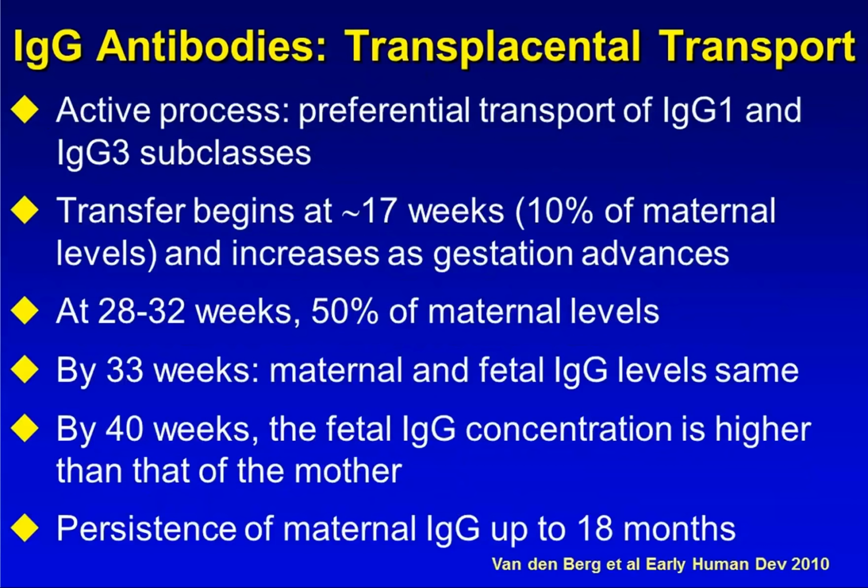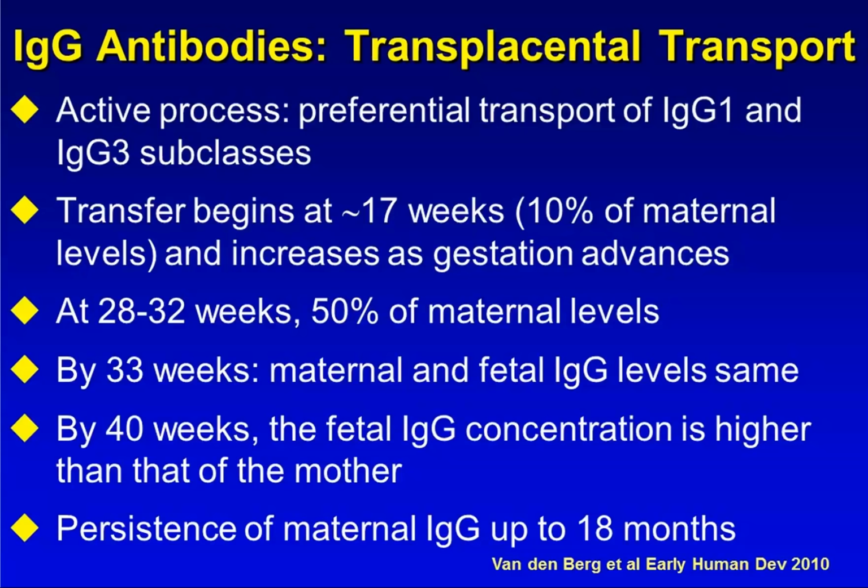So with that, let's spend a little bit of time talking about IgG antibodies. IgG from the mother crosses the placenta by an active transport process, and transfer actually begins quite early, around 17 weeks, and increases as gestation advances. At 28 to 32 weeks, overall IgG levels in the fetus are about 50% of maternal levels. By 33 weeks, the maternal and fetal IgG levels are the same, but by term, the fetal IgG concentration is actually higher than that of the mother.